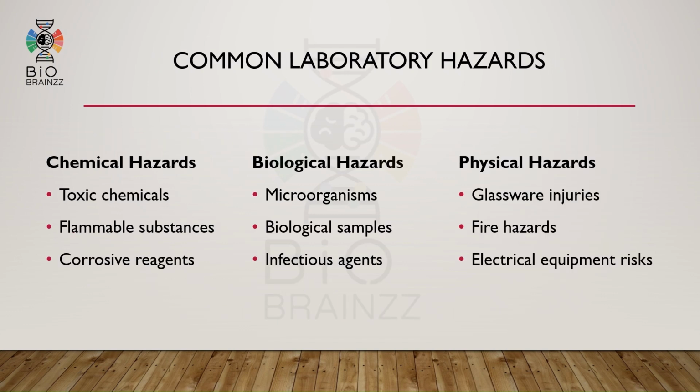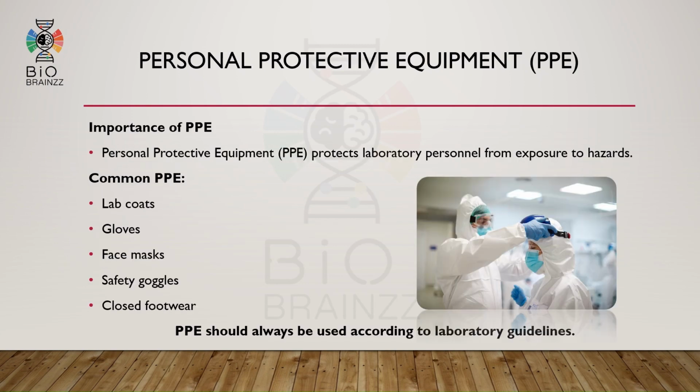There are different types of hazards present in laboratories. Chemical hazards include toxic chemicals, flammable substances, and corrosive reagents. Biological hazards include microorganisms, infectious agents, and biological samples. Physical hazards include broken glassware, fire risk, and electrical equipment accidents. Understanding hazards is the first step towards laboratory safety.